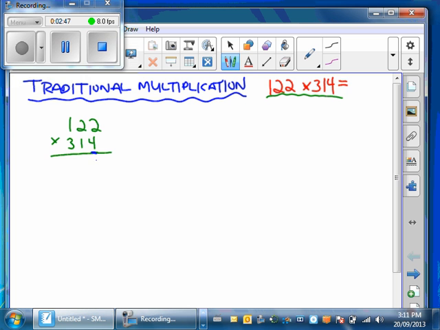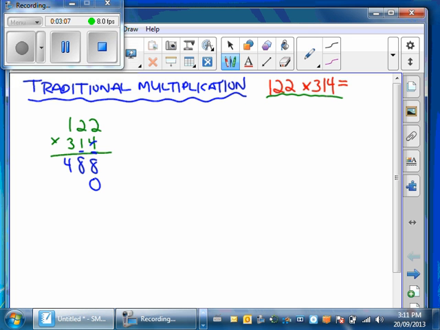4 times 2 is 8. 4 times 2 is 8. 4 times 1 is 4. Now we're finished with the ones column, so we're going to put in a 0 to signal that we are done with the ones column. Now we're going to move on to the tens column.